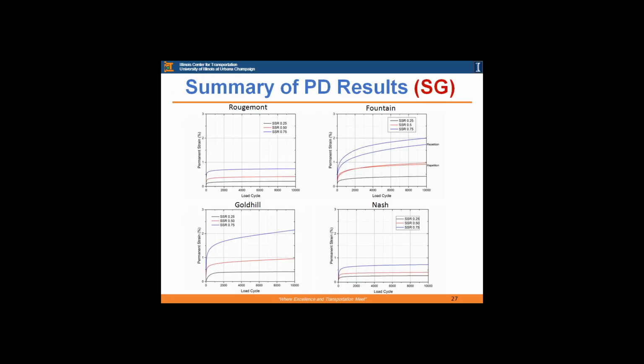Now, this is a summary slide showing the permanent deformation trends at the different shear stress ratios, from the lower shear stress ratio shown in black of 0.25, 0.5 in red, and 0.75 in blue for the different materials. And as you can see here, different materials with different shear properties and different index properties show different levels of permanent deformation accumulation. So some materials like Gold Hill and Fountain, for example, had similar levels of permanent deformation. And then the other 2 materials like Nash and Rougemont had also similar levels of permanent deformation.